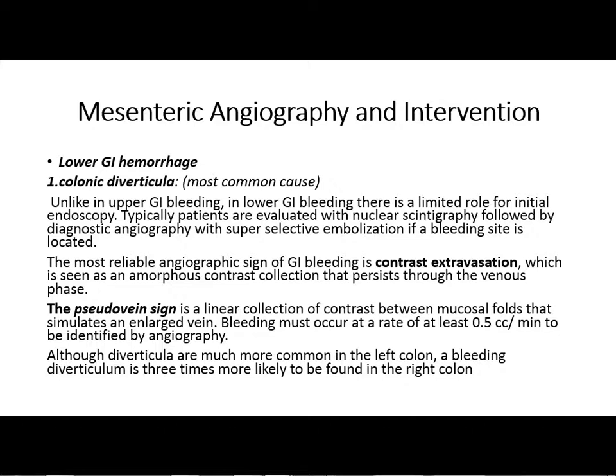The most reliable angiographic sign of GIT bleeding is contrast extravasation, which is seen as an amorphous contrast collection that persists through the venous phase. The pseudo-vein sign is a linear collection of contrast between mucosal folds that simulates an enlarged vein. Bleeding must occur at a rate of at least half cc per minute to be identified by angiography.